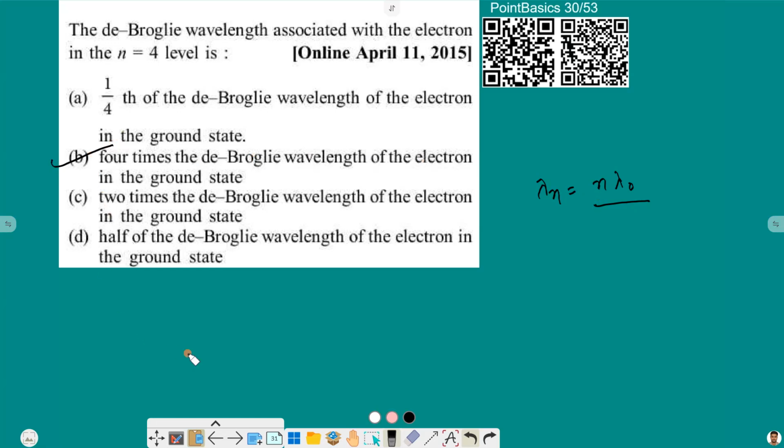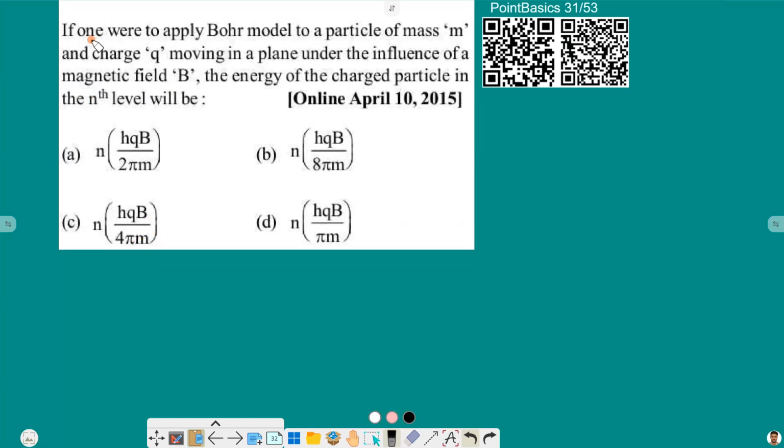Now let us move to the next one. 31. If one were to apply Bohr model to a particle of mass m, charge q, moving in the plane under the influence of a magnetic field B, the total energy of the charged particle in the nth level will be. So in this question, we have to find out the energy of the charged particle.